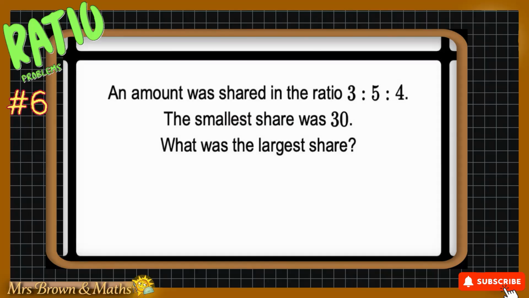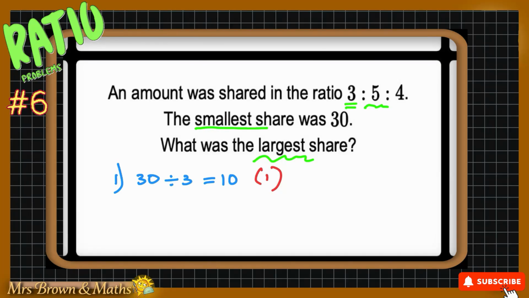Question 6. An amount was shared in the ratio 3 to 5 to 4. The smallest share was 30. Look at the ratio. The smallest number is 3. So 30 is for 3 shares. How to work it out? 30 divided by 3 shares. The value of one share is 10. You get first mark for this.